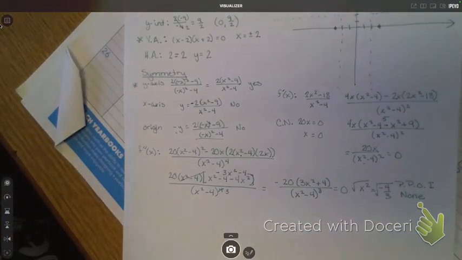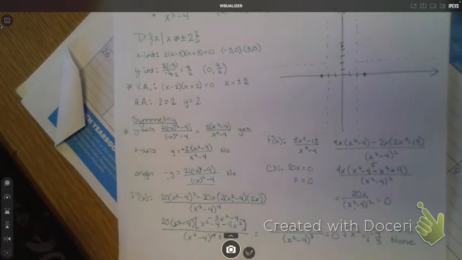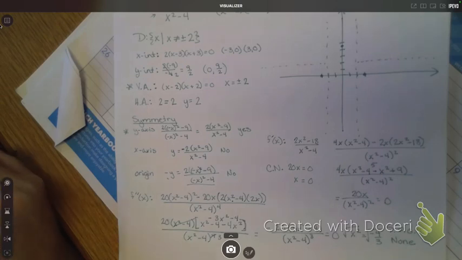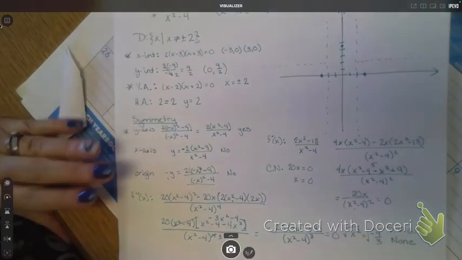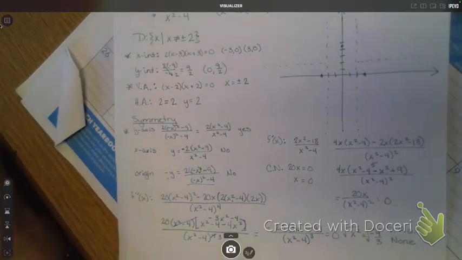I like to put my x-intercepts in there. If you look in the book, they do not put the x-intercepts in. Okay? How do you guys feel about that? Put them in. Okay.